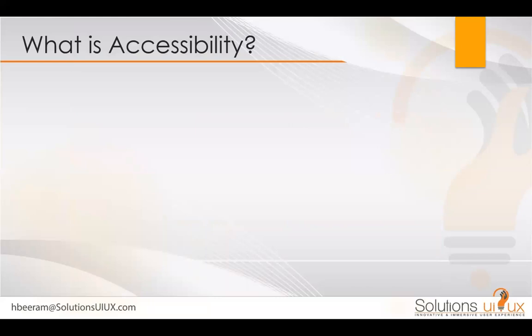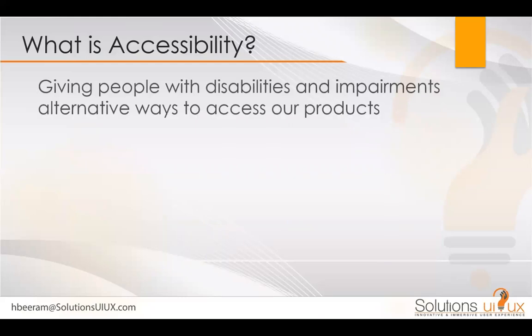It is now time to make sure that accessibility is one of the key constraints of anything that is being developed, not just in the software industry, but also in the mechanical industry, electrical industry, and civil industry. So, different engineering sectors. So what is accessibility? It is giving people with disabilities and impairments alternative ways to access our products and services. The definition is a clear two-line definition: giving people with disabilities access.